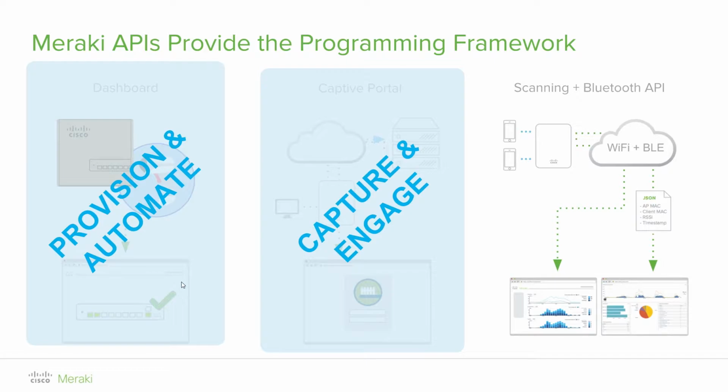The scanning and Bluetooth API will provide you with the ability to detect all the Wi-Fi and Bluetooth devices nearby. So you're going to be able to see any device that's broadcasting in range of a Meraki access point, and we're going to be able to send that data real-time streaming to your servers. So we have solutions that are built on top of the scanning API, and you can also use this data for yourself.